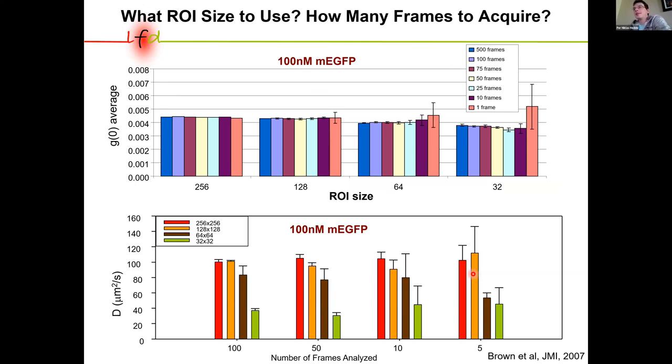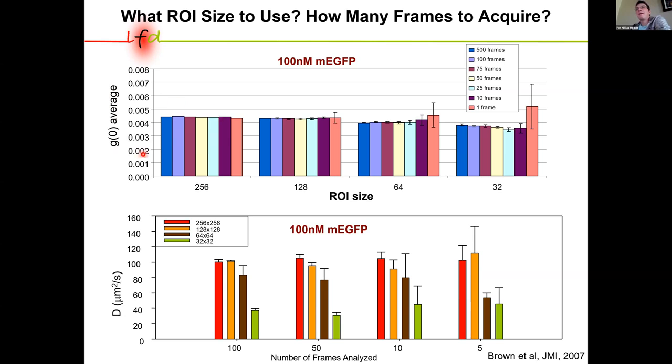Okay, so let's explore this a little bit further using different data analysis settings. In this case, a total of 500 frames were collected, but on the top row, different fractions of those frames were analyzed and different regions of interest were used. The top row is for the correlation amplitude and the bottom row is for the diffusion coefficient. So let's look at the correlation amplitude first.